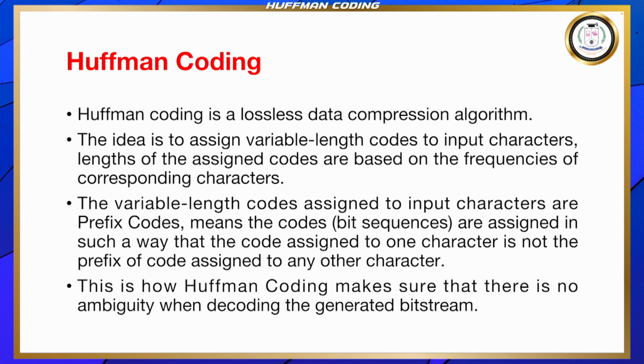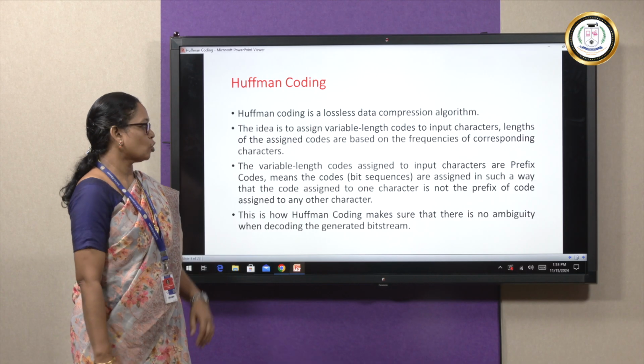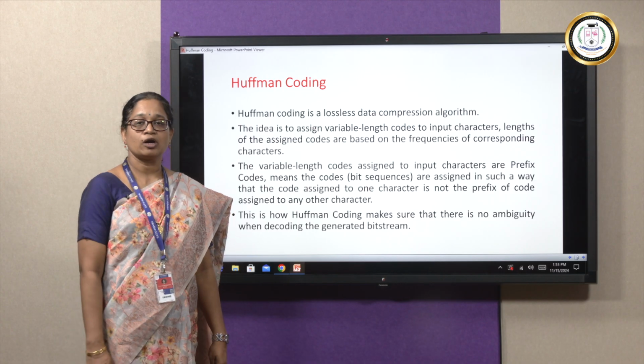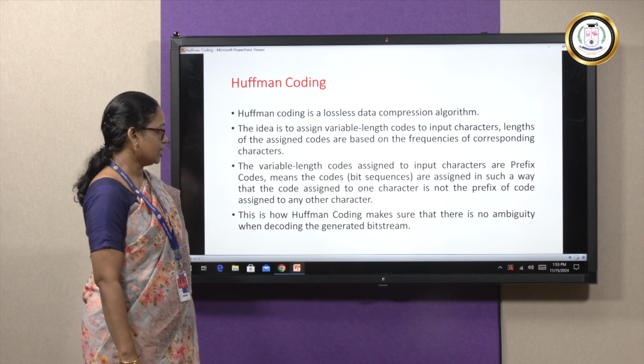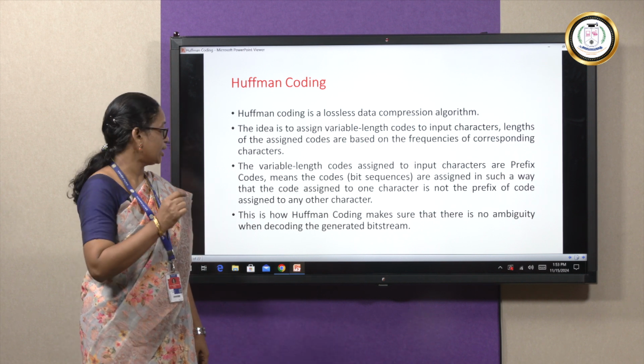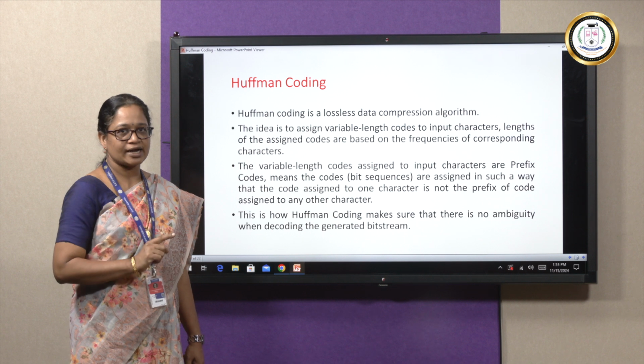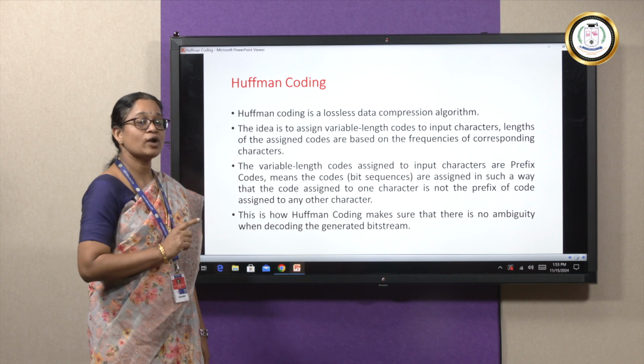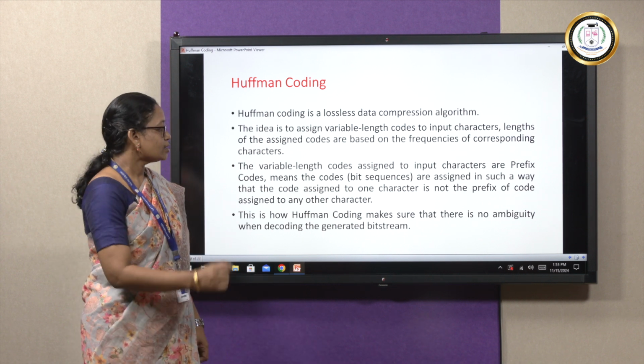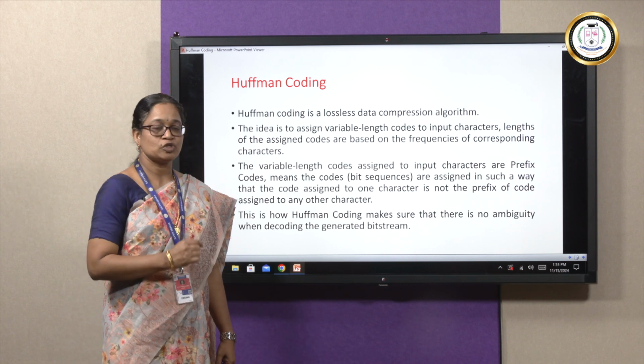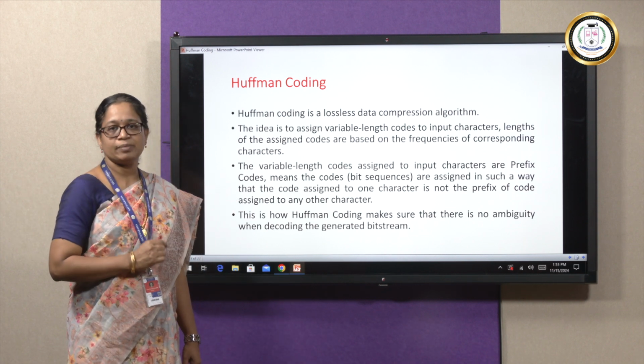So Huffman coding is a data compression algorithm. The idea is to assign variable length codes to input characters, and the lengths of the assigned codes are based on the frequencies of the corresponding characters. The variable length codes assigned to the input characters are prefix codes, meaning the codes are assigned in such a way that the code assigned to one character is not the prefix of the code assigned to another character. Thus, it makes sure that there is no ambiguity when decoding the generated bit stream.